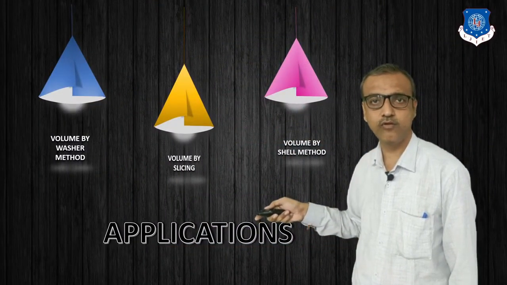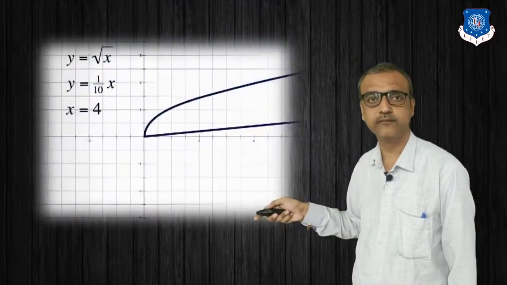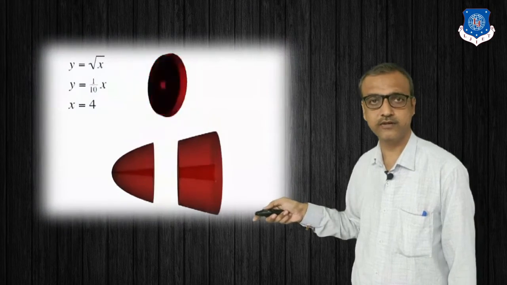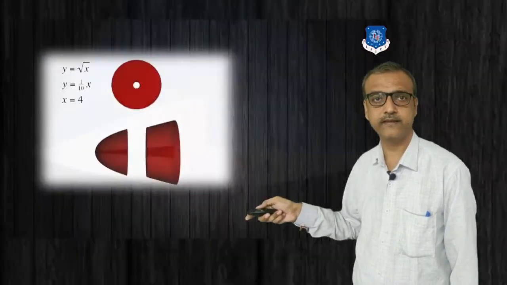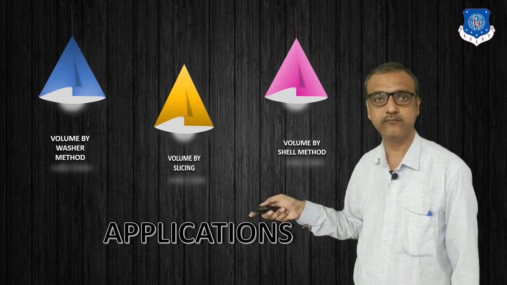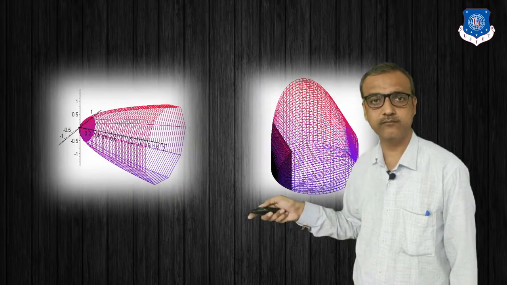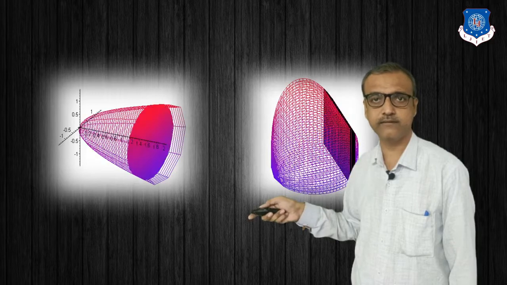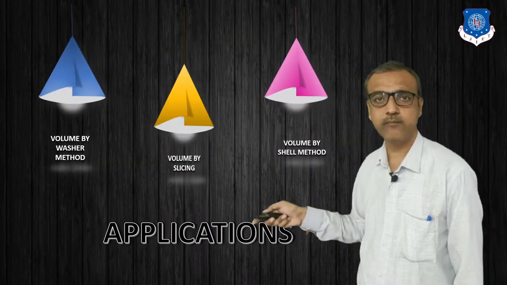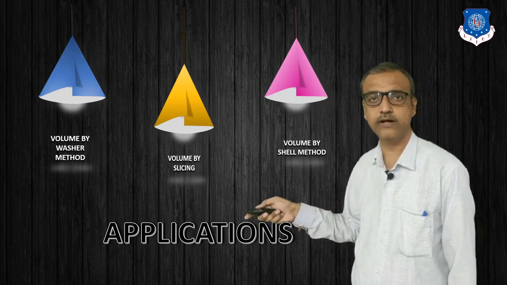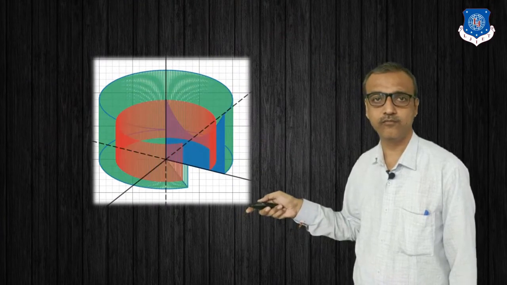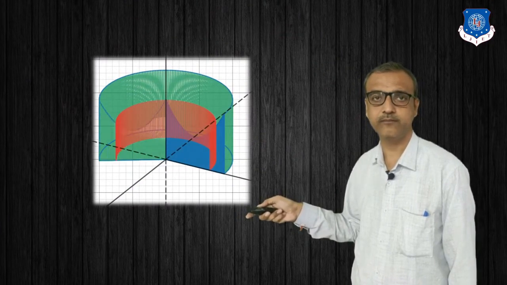So these are some applications. First one is volume by washer method. So this is the example of volume using washer method. Then the second application is volume by slicing. So this is the example of volume by slicing. Then we have third application, that is volume by shell method. So this is an example of volume by shell method.